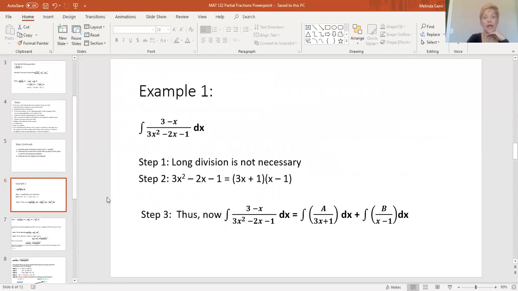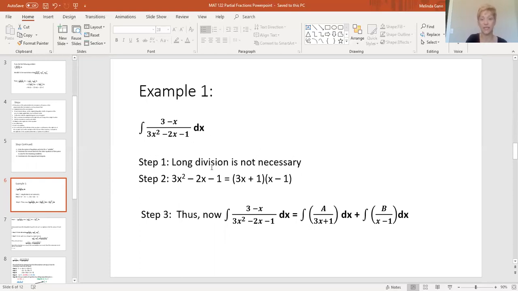Look at this one. Now notice, natural log, the derivative of that denominator is 6x minus 2. All right, now I can't turn this into 6x minus 2. I always double check. The power on the top is a 1, the power on the bottom is a 2, so I don't need to do long division. So long division is unnecessary.